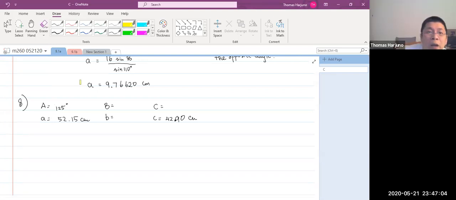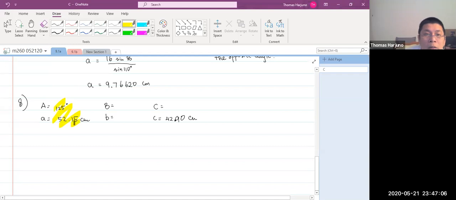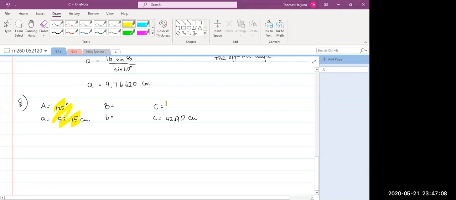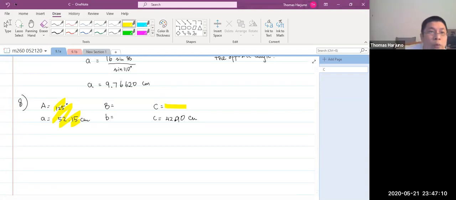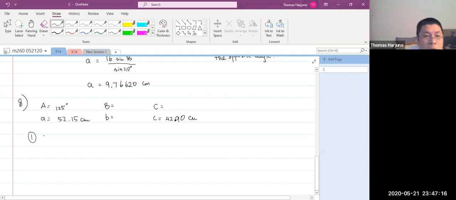We have one pair here. We're going to find angle C first. That's what we will do first. So first step, I will do angle C. To find angle C, I will apply the law of sine to A and C.